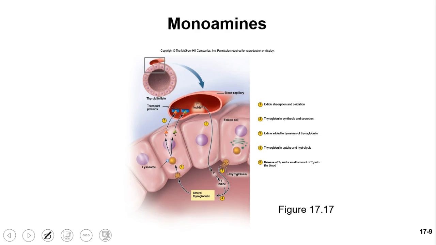And the different tyrosine residues are going to interact and bond. And then, when you need T3 and T4, the follicle cells take up this colloid, and a lysosome is added to the vesicle, and it chops up the thyroglobulin. And what you get are pieces that have 3 iodine and pieces that have 4 iodine.